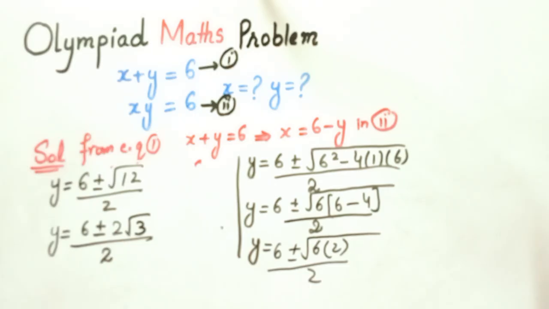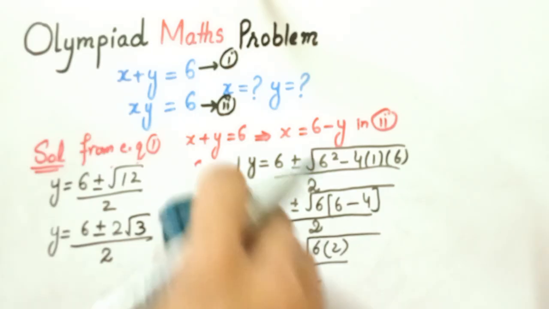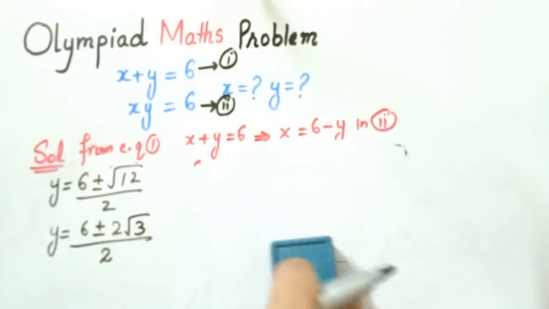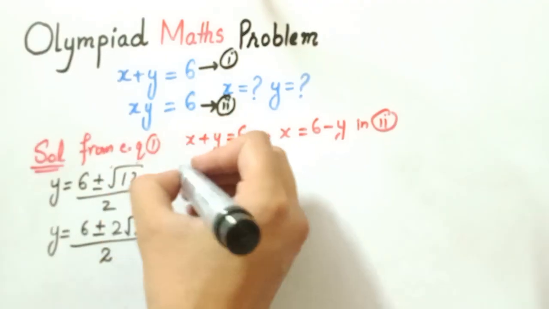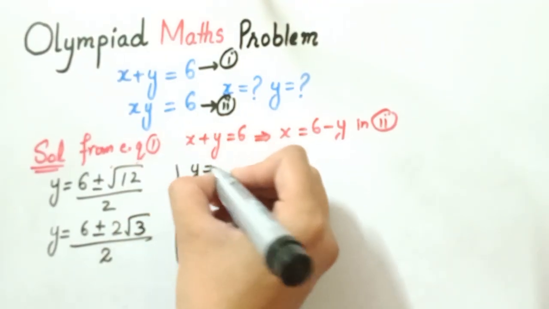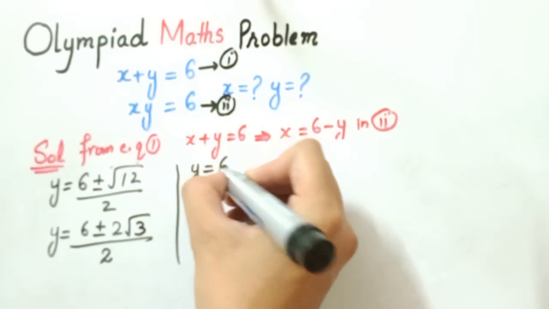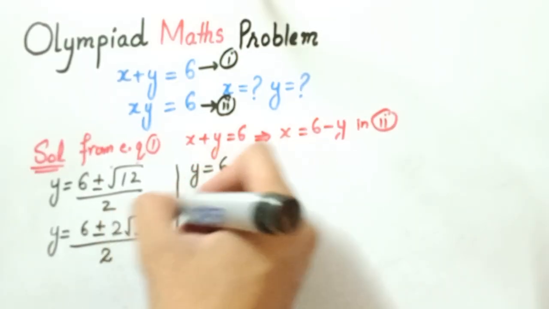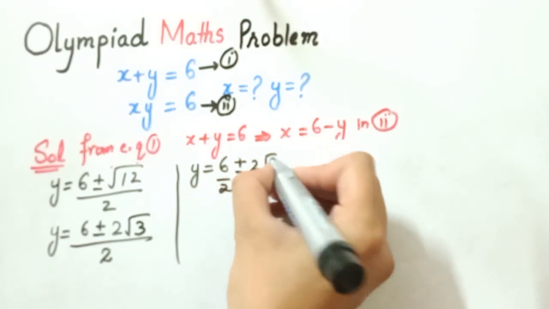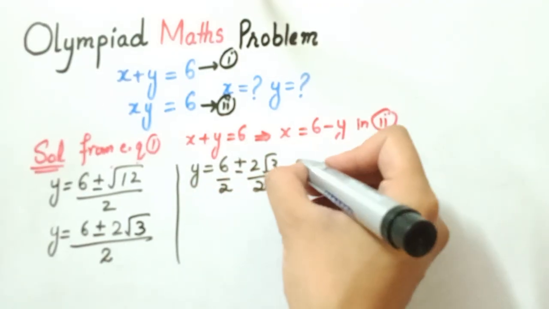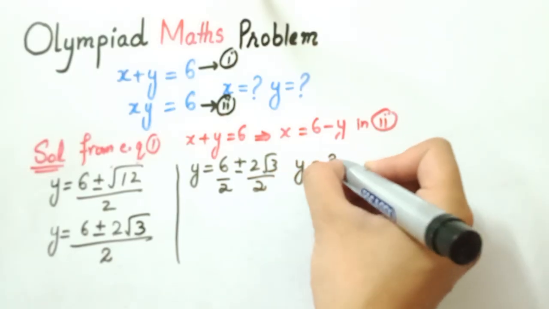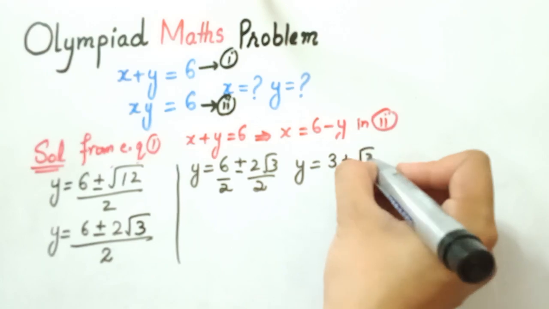So what will be the answer? When we divide this, we get y equals 6 plus minus 2 root 3 divided by 2, which gives us y equals 3 plus minus root 3.